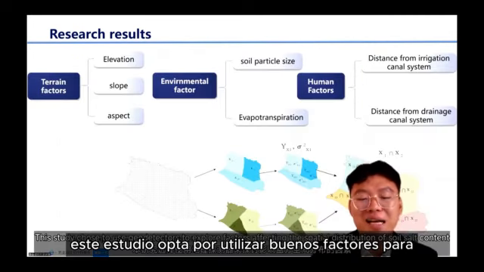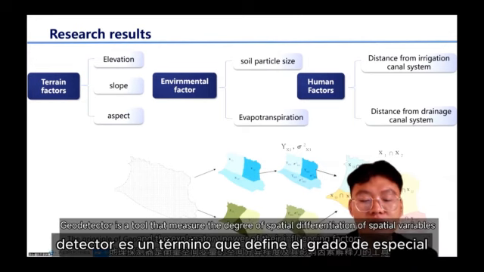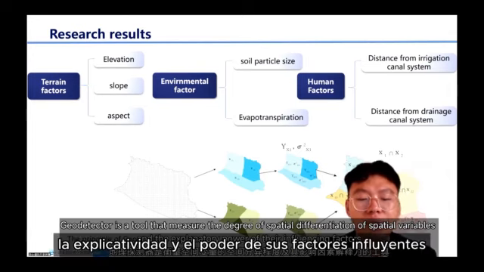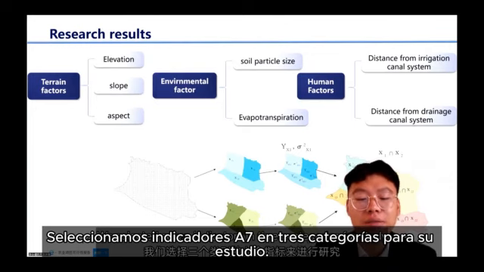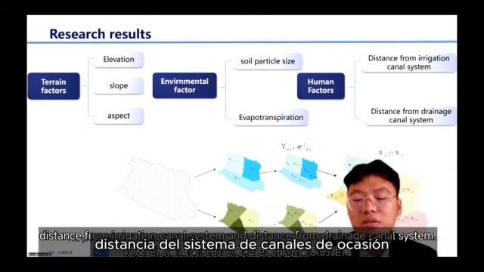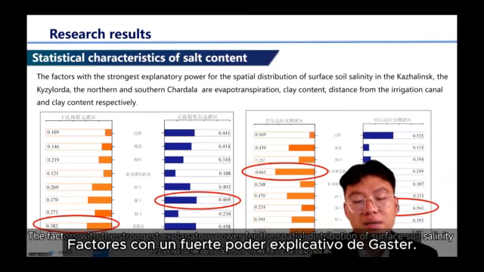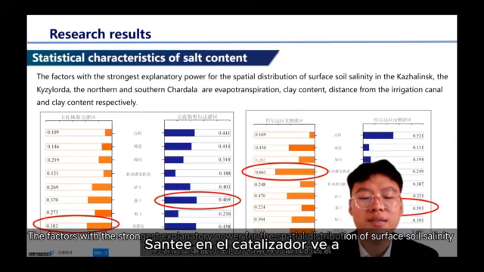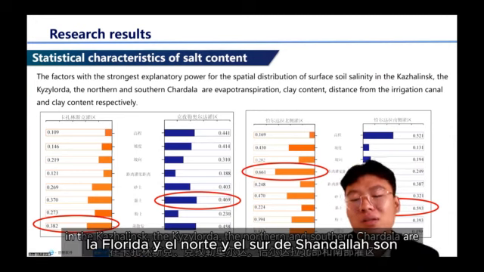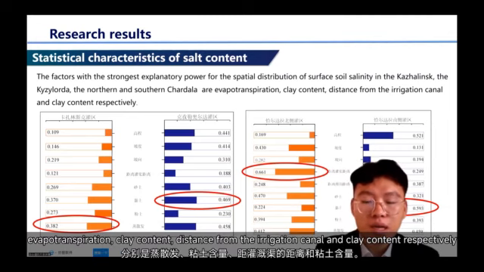This study chose to use geodetectors to explore factors affecting the spatial distribution of soil salt content. Geodetector is a tool that measures the degree of spatial differentiation of spatial variables and the explanatory power of their influencing factors. We selected seven indicators in three categories for study. They are elevation, slope aspect, soil particle size, evapotranspiration, distance from the irrigation canal system, and distance from the drainage canal system. The factors with the strongest explanatory power for spatial distribution of surface soil salinity in the Kazalinsk, Kyzylorda, and the northern and southern Syr Darya are evapotranspiration, clay content, distance from the irrigation canal, and clay content, respectively.